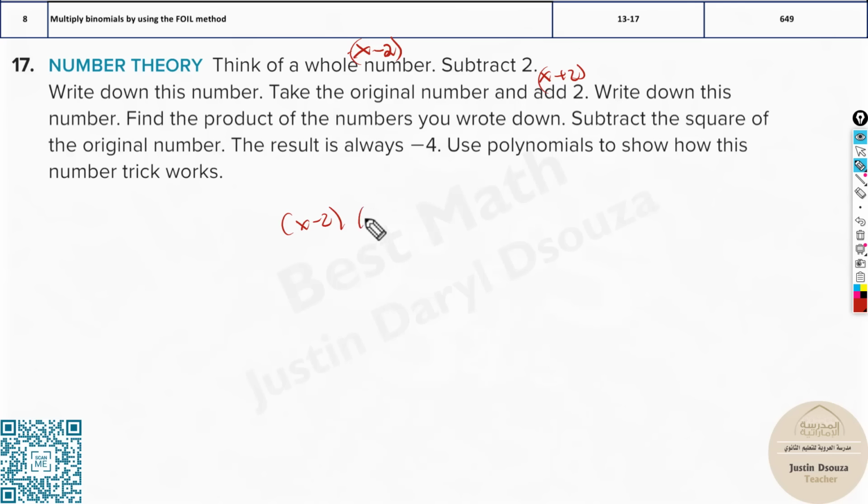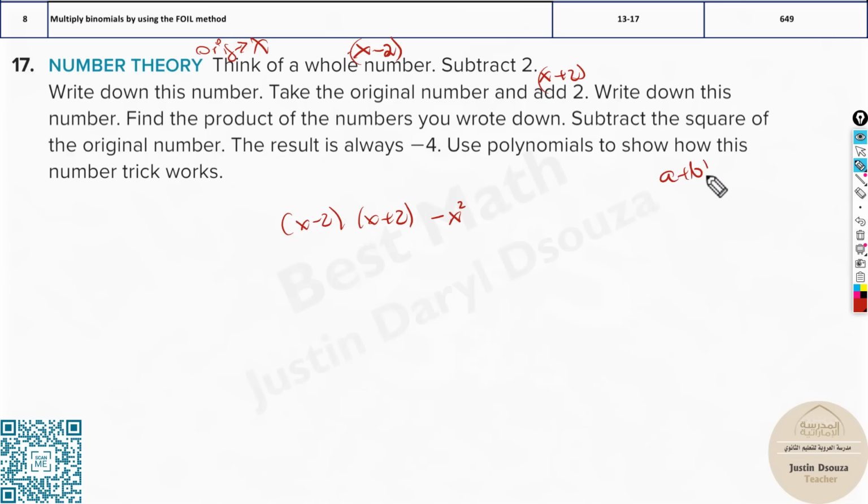X minus 2 multiplied by x plus 2. But let's finish the question first. Subtract the square of the original number. The original number which I took was x. I have to square and I have to subtract them. Okay, minus x squared. Okay, the result is minus 4. Oh yes, of course, if you add plus and 2. Why? Because this is differences of squares, right?